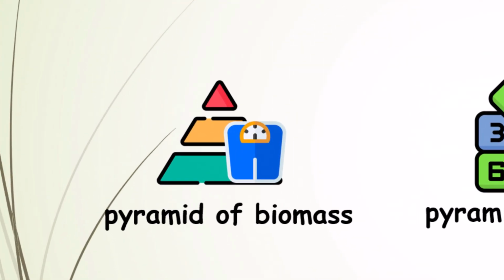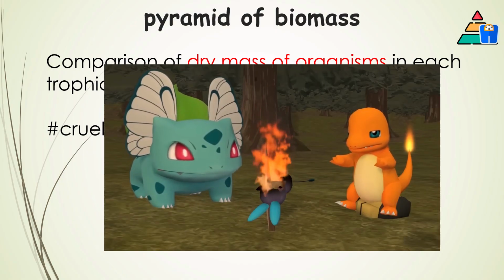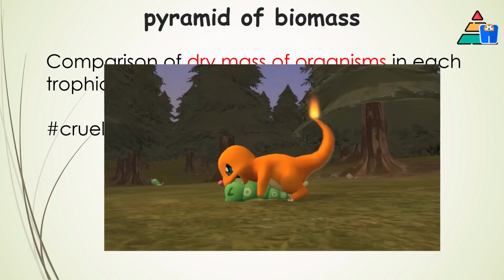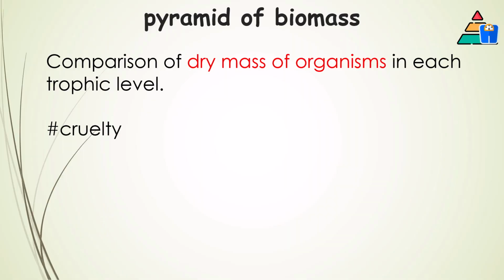Pyramid of biomass. This is the ecological pyramid that compares the dry mass of organisms at a particular time at each trophic level. But this is basically cruelty, because in order to get the dry mass of an organism, all the water must be removed. This basically involves killing the sweet little caterpillar and drying its carcass until no water is left.